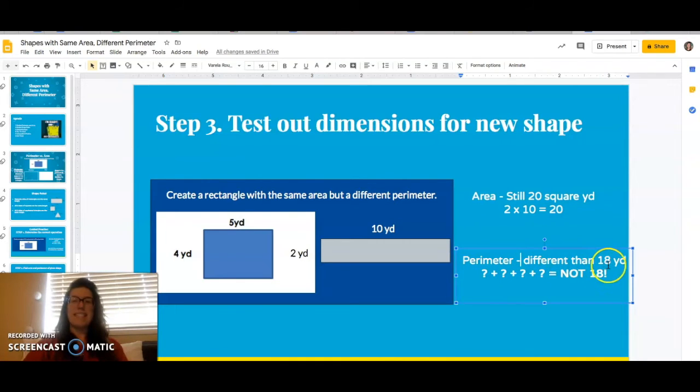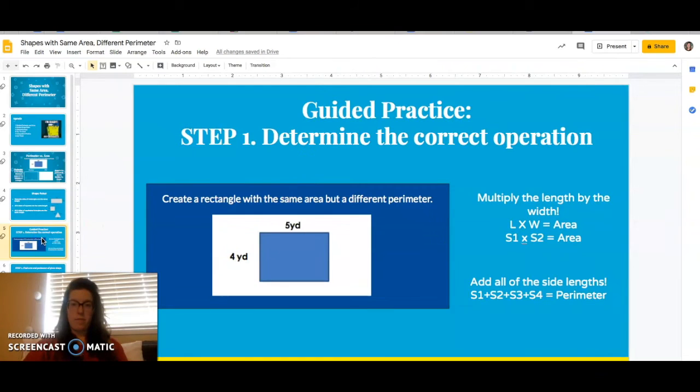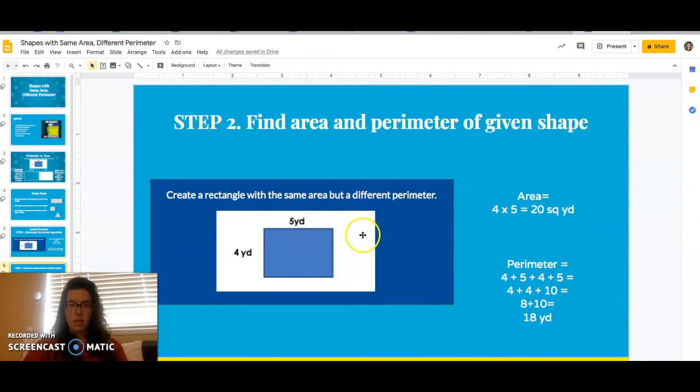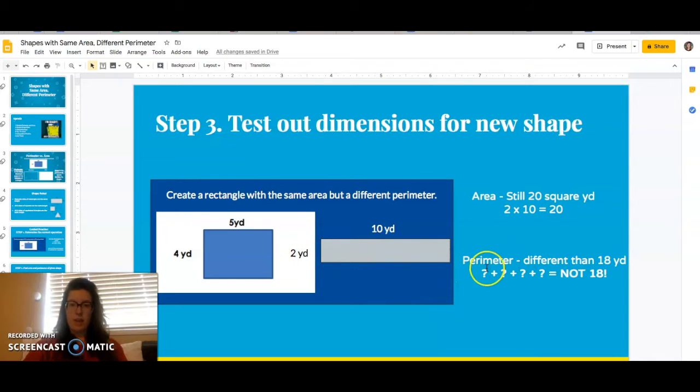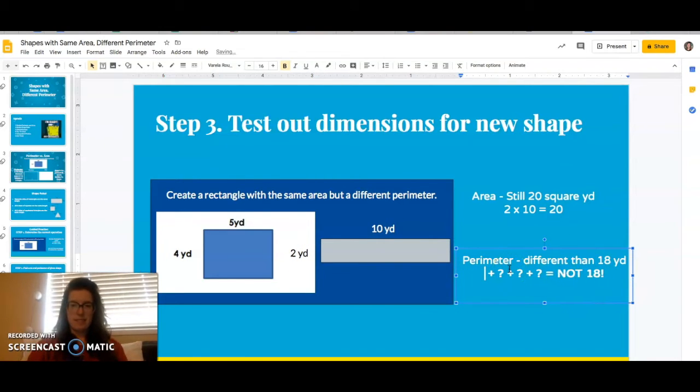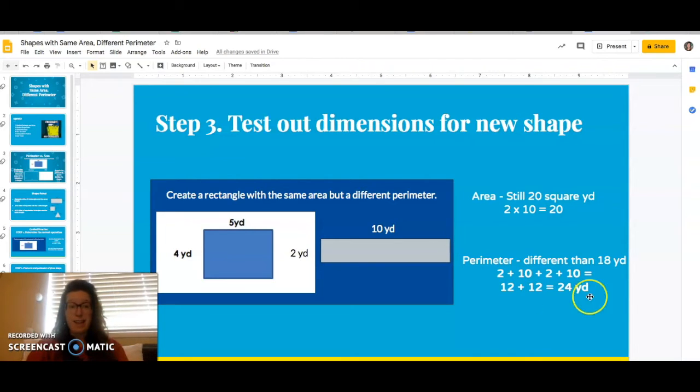Now let's check to make sure the perimeter is different than 18, because our perimeter for the given rectangle was 18 yards. So I have to make sure it's different than 18. So I'm going to add them all up and see. Is it not 18? 2 plus 10 plus 2 for this side plus 10 from the bottom there. Okay, let's see. 2 plus 10 is 12, and then another 2 plus 10 is 12. 12 plus 12 is 24 yards, and 24 is not 18. So we have successfully found a shape that has the same area, but a different perimeter.